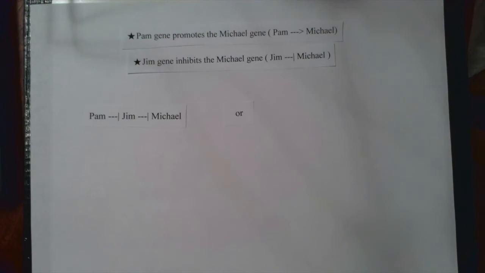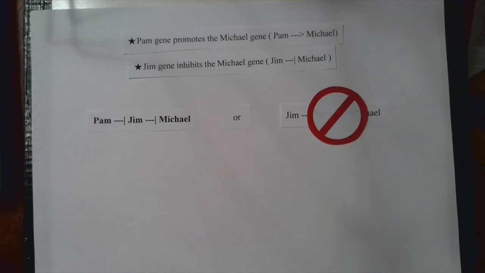In using the first two clues, we can either have the order where Pam inhibits Jim, who inhibits Michael, or Jim, who inhibits Pam, who activates Michael. Using the double mutant clue involving the Pam and Jim gene, this pathway is the only option that satisfies the Michael gene not being expressed in the absence of the Pam and Jim gene.